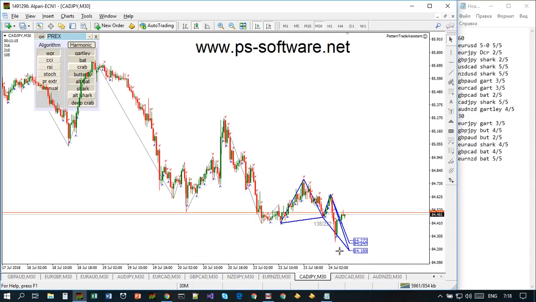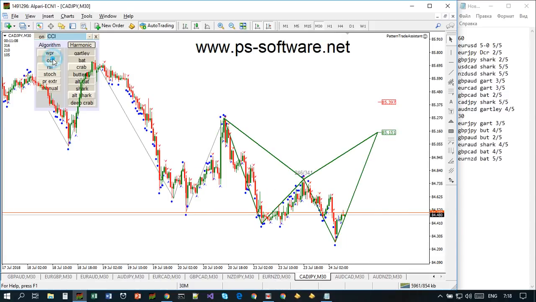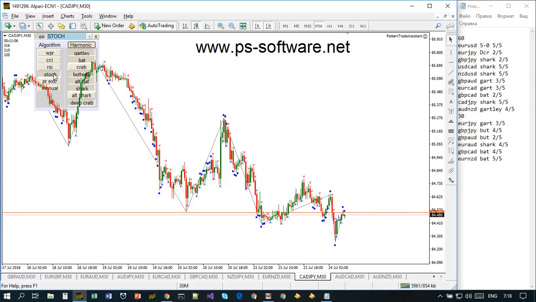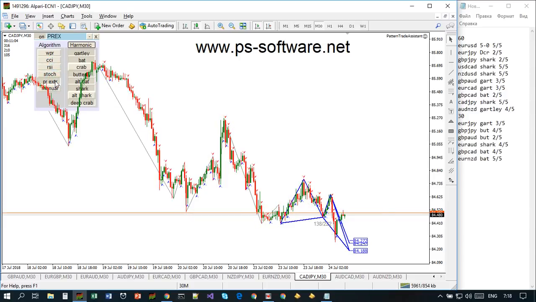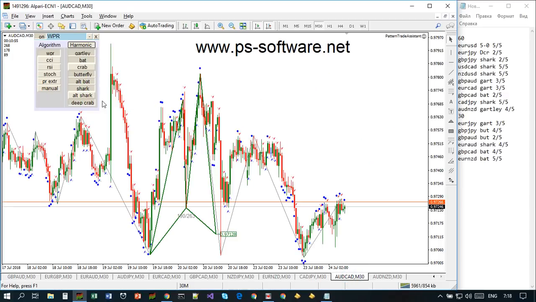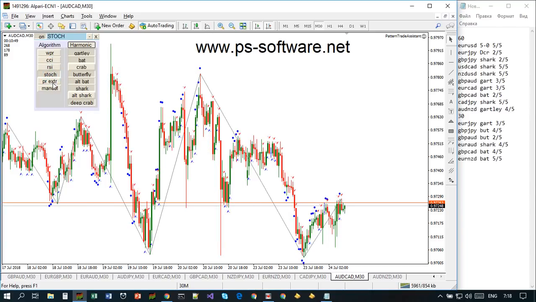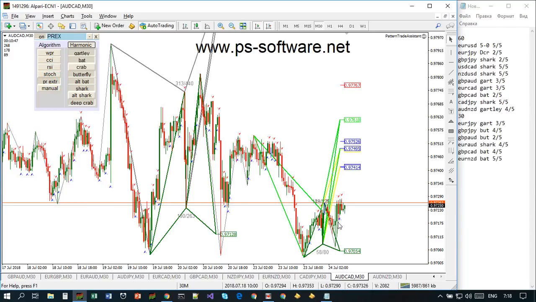Deep crab pattern didn't complete on Canadian yen. So let me switch between the algorithms. Shark, shark, shark, nothing. Deep crab. Shark 305, but very far from completion. We don't even come close to the B point. That's why let's not pay attention to it. So what do we have here? Nothing, nothing, nothing, nothing, nothing. And a bat pattern.